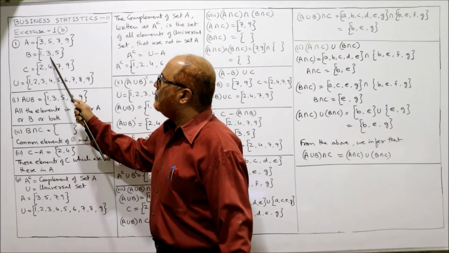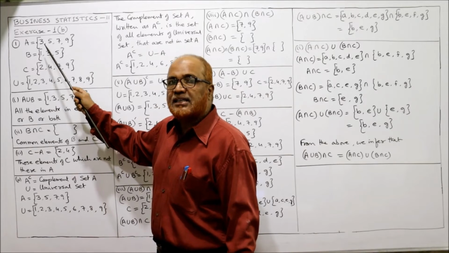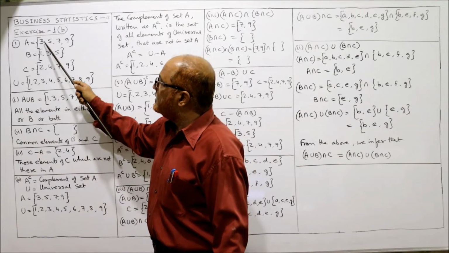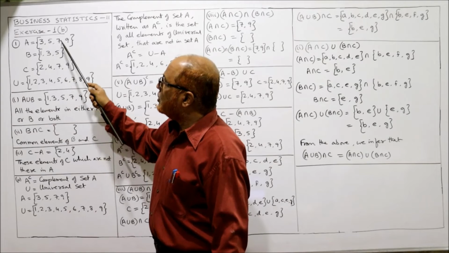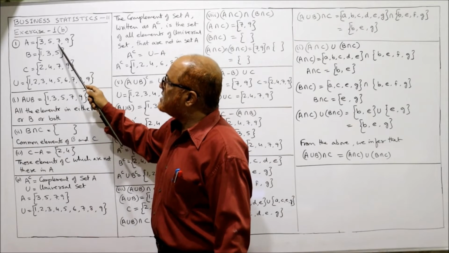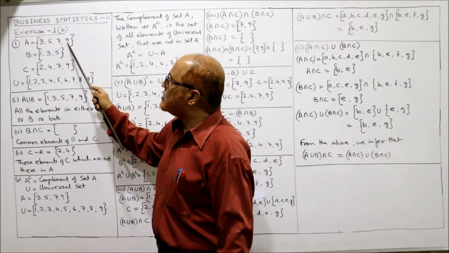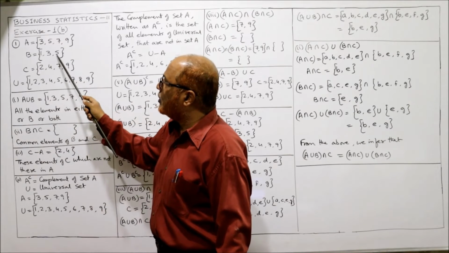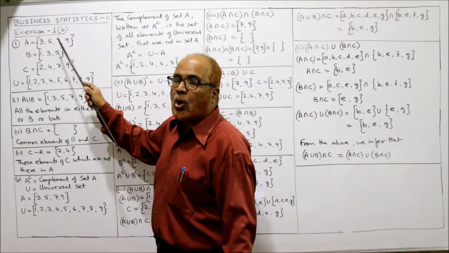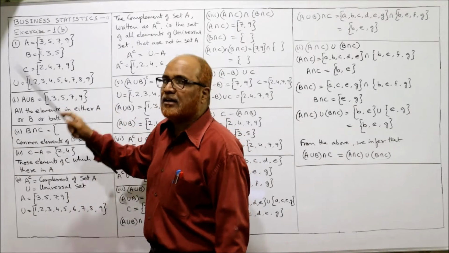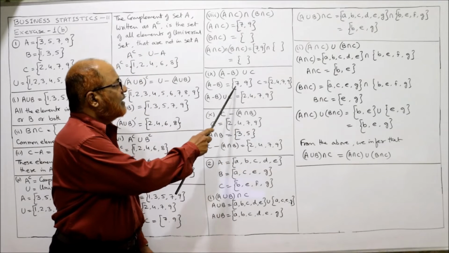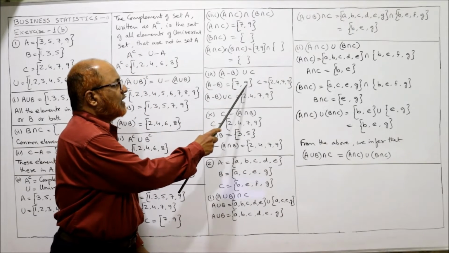So compare A and B. Which are the elements which are there in A but not in B? 3 is there, but here 3 is there. 5 is there. So 7 and 9. These 7 and 9 are the two elements which are there in A but we don't find in B. So A minus B is 7, 9.